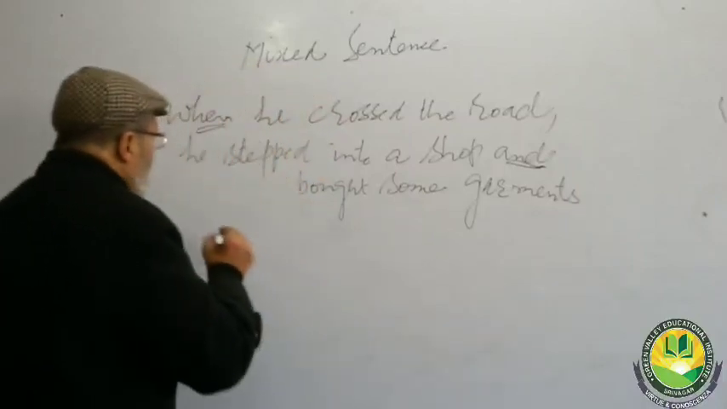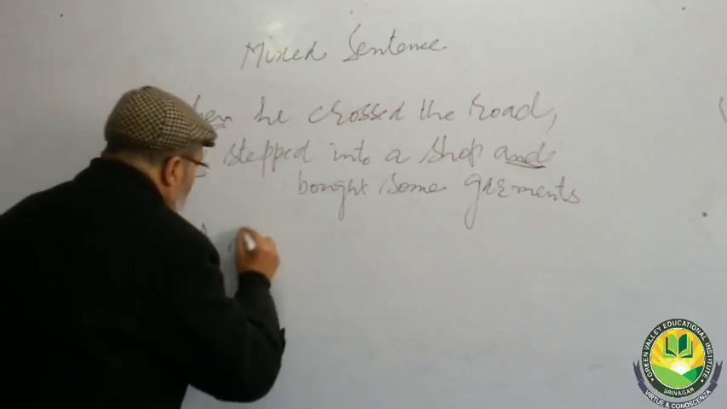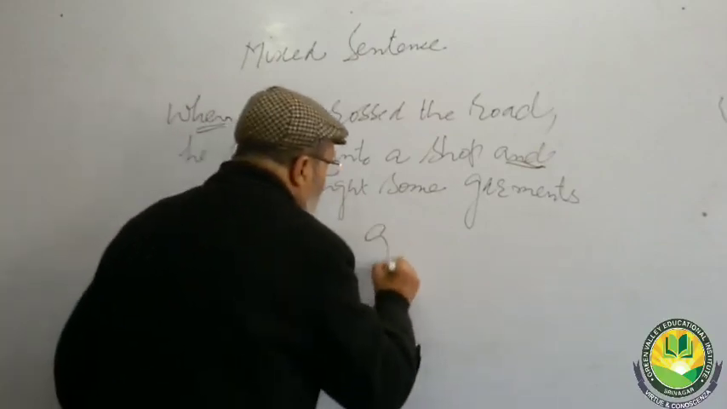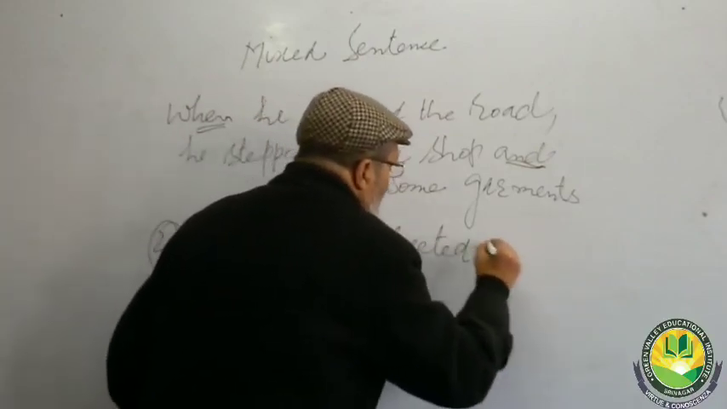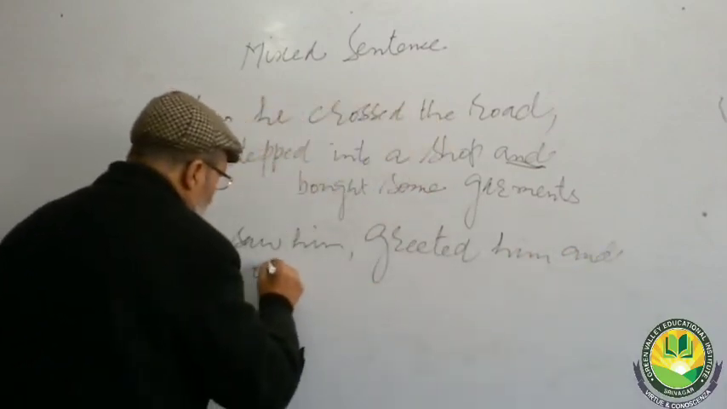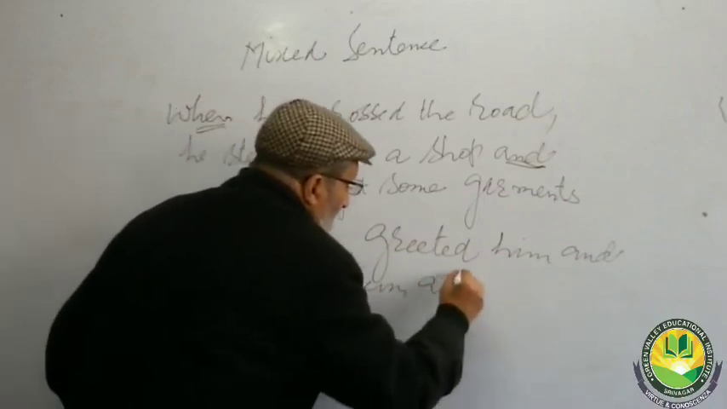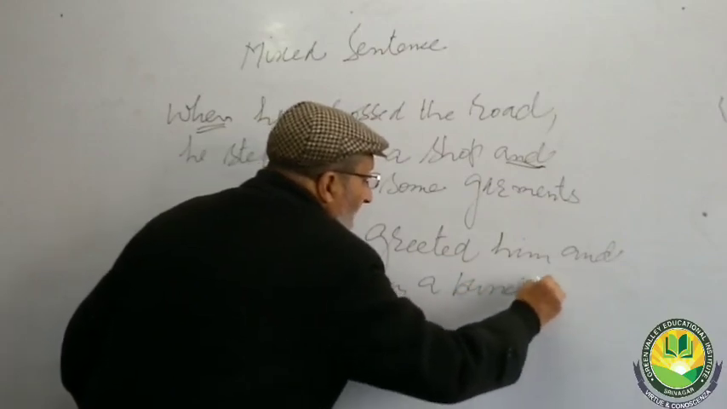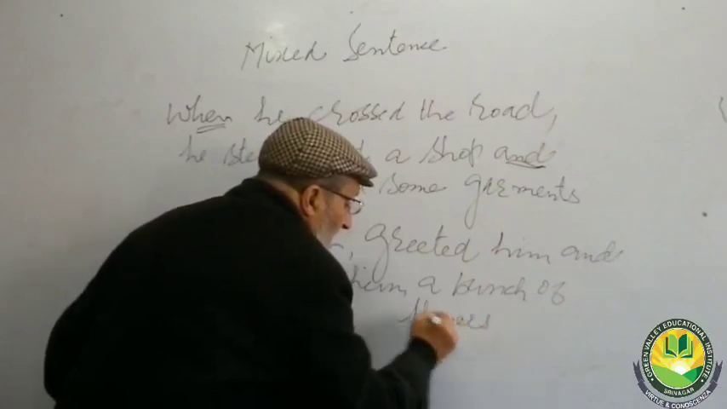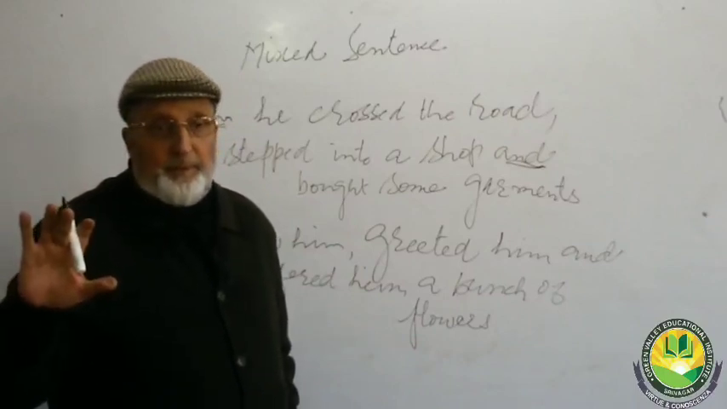Number 2, I saw him, greeted him, and offered him a bunch of flowers. These are the examples of a mixed sentence. That will do for the day.